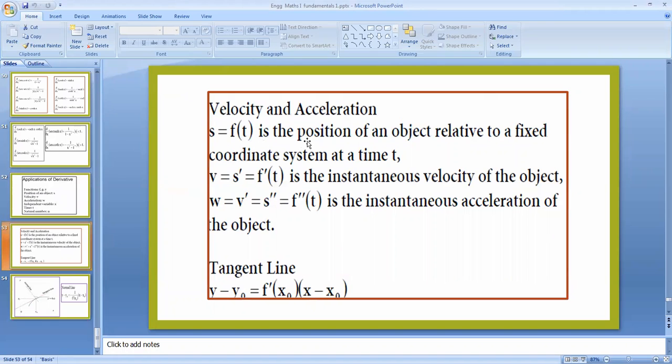So s is a function of t, the position of an object relative to a fixed coordinate system at time t. What is s dash? s dash is f dash of t. So it is what? The instantaneous velocity of the object, that is, the change in displacement with respect to time.